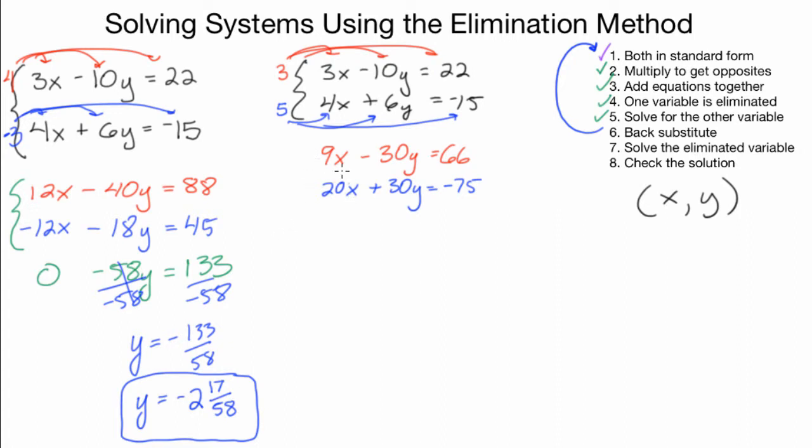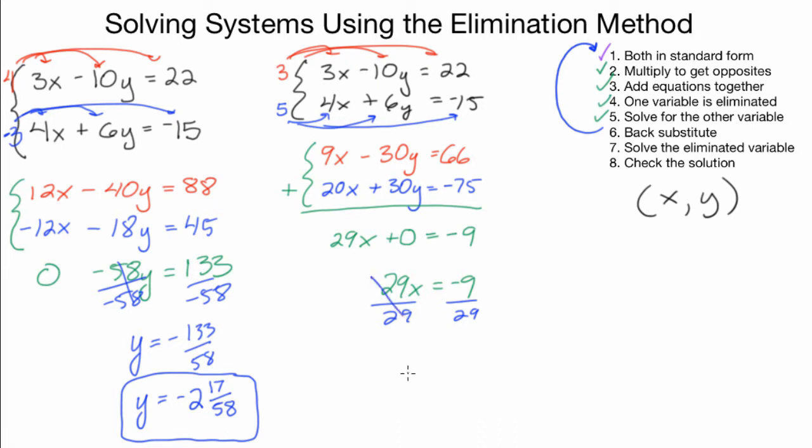Let's add my two equations together. This time they're going to add in a way such that my y values turn into 0. 9x plus 20x is 29x, plus 0 equals 66 plus negative 75. It's going to be negative 9. That's easy to solve. 29 times x equals negative 9. Let's divide both sides by 29. And x should equal negative 9/29. That's its own simplified fraction.